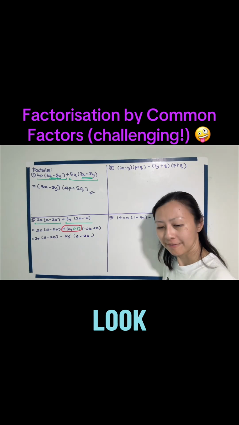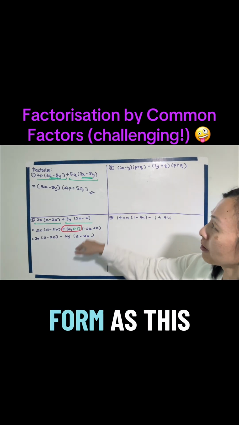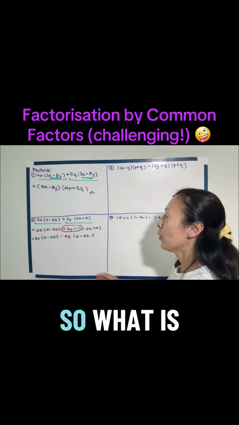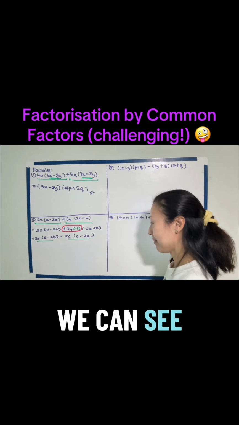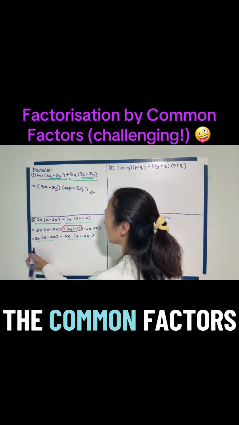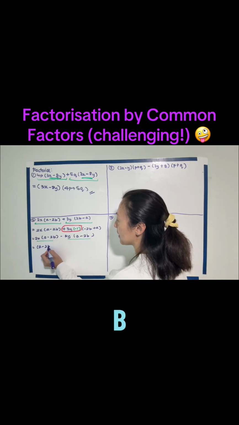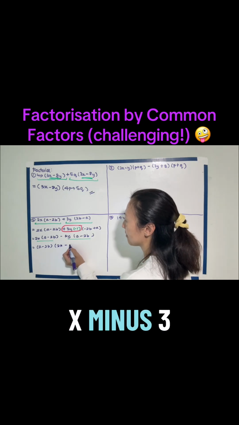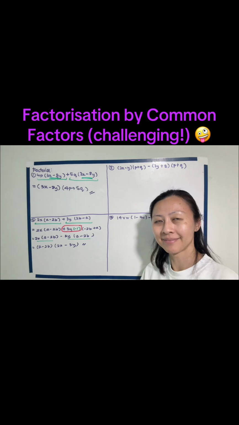Now, have a look, and you'll realize that this is the same form as this part of the question. So, what is common? Now we can see quite clearly. The common factors in each part of the expression will be just a minus 2b, and what is left is 2x minus 3y. Final answer.